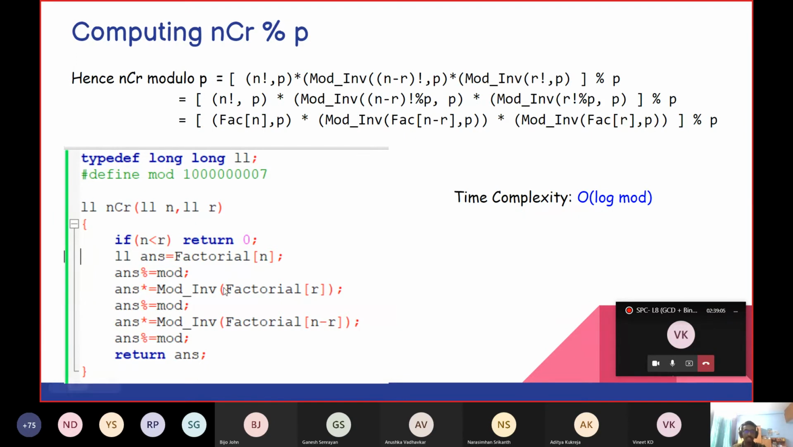Time complexity of this, assuming we've done pre-computations, it will be invoking mod inverse, so there will be log of mod.